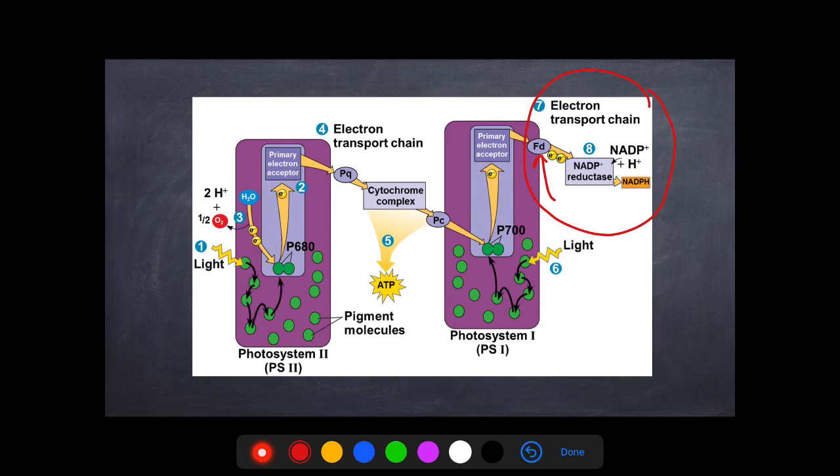And that's what we see right in this diagram. Electron transport chain continuing to happen. You see the protein right here. You see the electrons moving down. You see NADP+ being reduced to NADPH to carry electrons into the Calvin cycle.